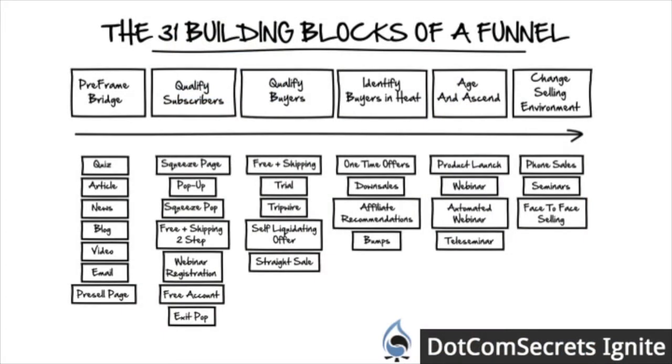Okay, so that's how I identify my buyers in heat, through one of those four processes: upsells or one-time offers, downsells, recommending somebody else's product, or bumps in the process. Those are the four ways I do that. And I'll show you guys this in the next session, but we can do multiple upsells and downsells. It doesn't have to be just one, but it's always one of those four things.